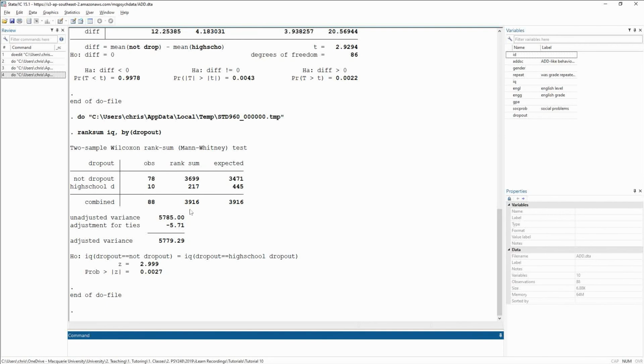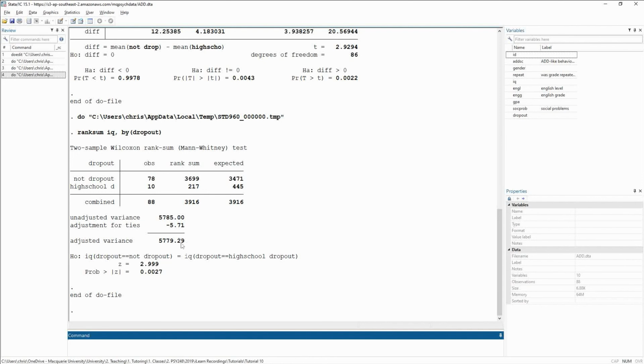Down here we have a measure of variation along with an adjustment for ties. Adjustment for ties just means if you have two scores that are the same value, rather than considering them separate ranks, you consider them to be the same rank. And so that's going to reduce your variation in your rank sums just a little bit, because you're going to reduce the number of ranks that you're using. And that's the most appropriate approach, is to adjust for these ties.